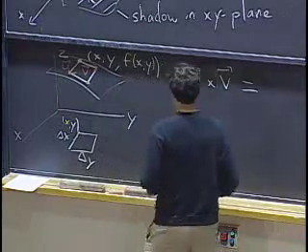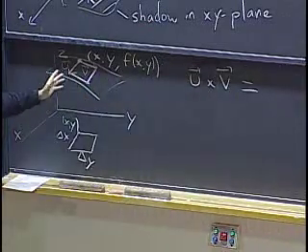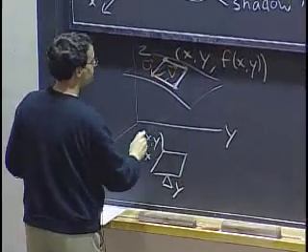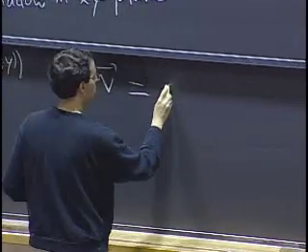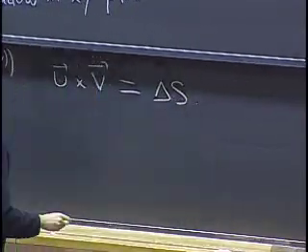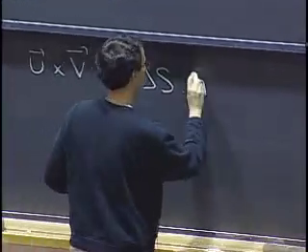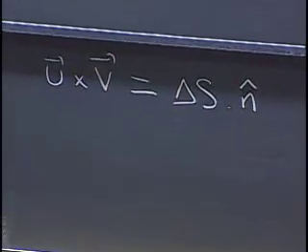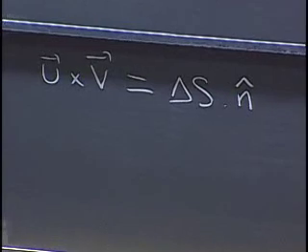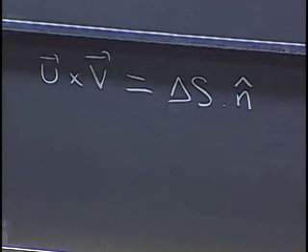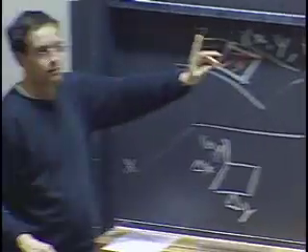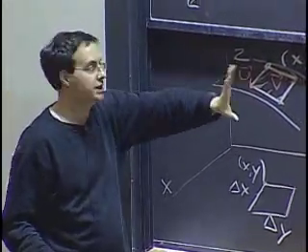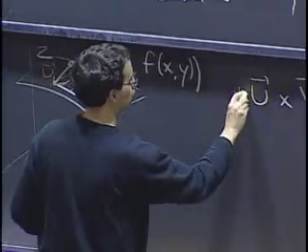will be, in terms of magnitude, just the little piece of surface area, delta s. And in terms of direction, it will be normal to the surface. So I will get just delta s times my normal vector. Well, up to sign, because depending on whether I do u cross v or v cross u, I might get the normal vector in the direction I want or in the opposite direction. But we'll take care of that later, up to sign.